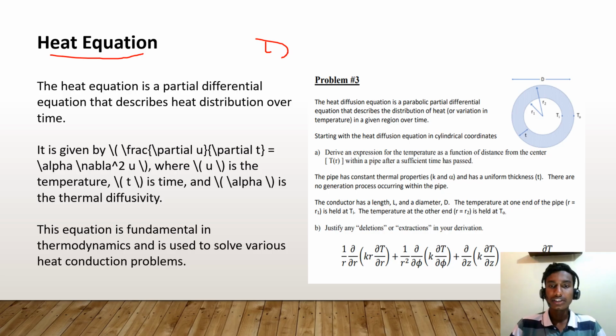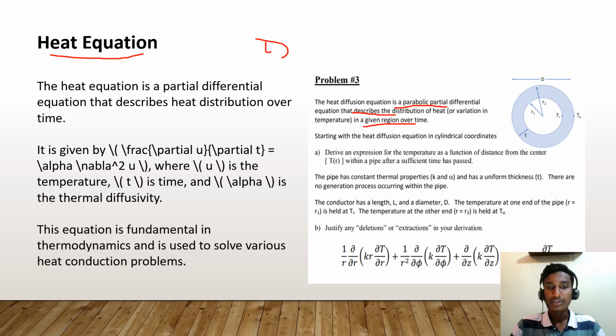The heat diffusion equation is a parabolic partial differential equation that describes the distribution of heat, that is the variation in temperature from one region to another region in a given time, starting with the heat diffusion equation in cylindrical coordinates. This represents the cylindrical coordinates.